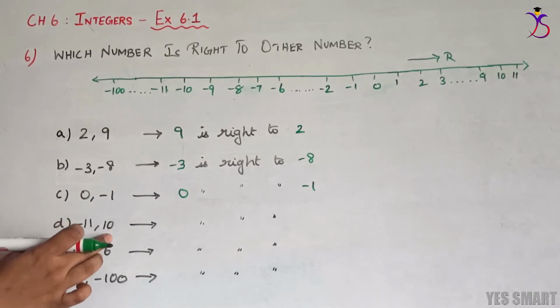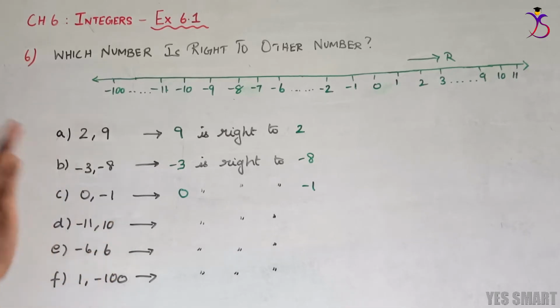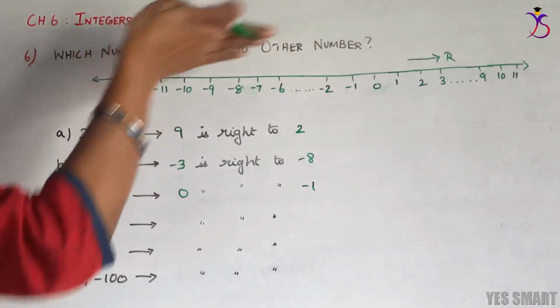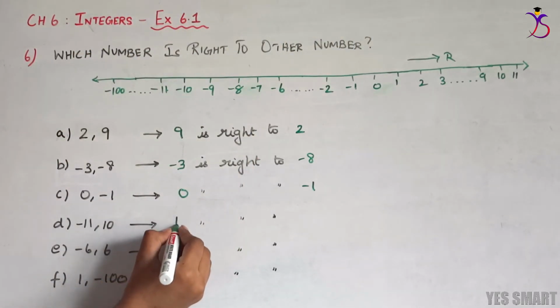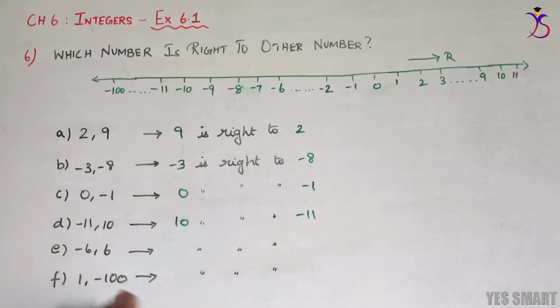Next, D sum, minus 11, 10. Minus 11 is here, 10 is there. So, on comparing in this direction, 10 is right to minus 11. So, I would like to add a tip here. Whenever you have a negative number and a positive number, always the positive number will be on the right to the negative number in the number line. So, without even comparing on the number line, we can straight away write the answer.